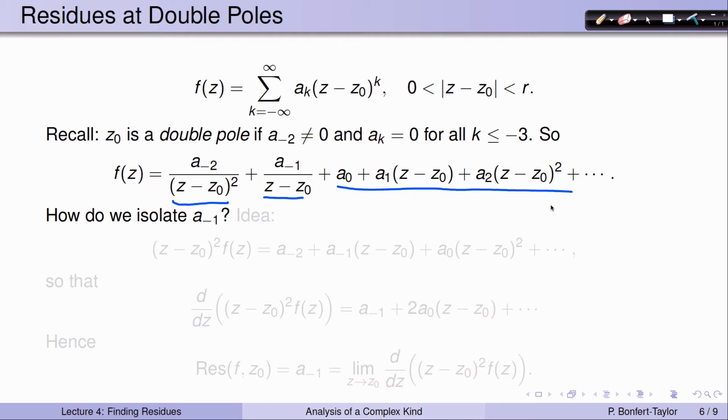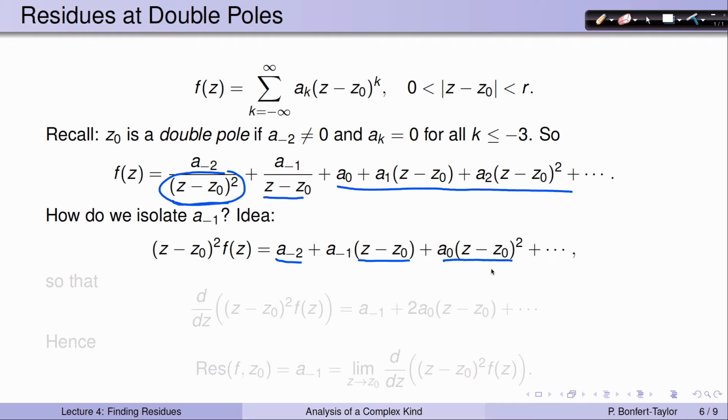How do we isolate a minus 1? The idea is very similar. This time we multiply through by (z minus z0) squared, the largest denominator we have. So (z minus z0) squared times f of z gives us simply a minus 2. And the a minus 1 term gets an extra z minus z0. a0 gets a (z minus z0) squared, and so forth.